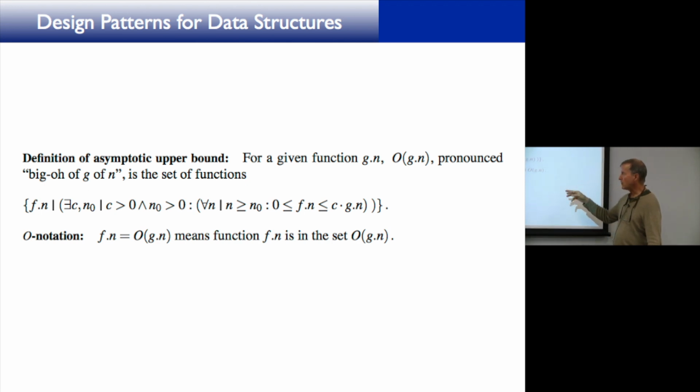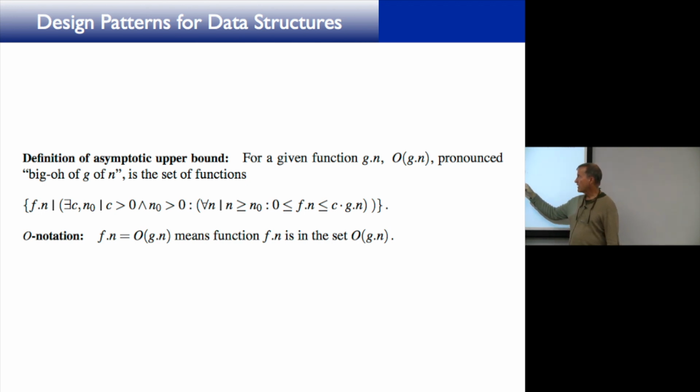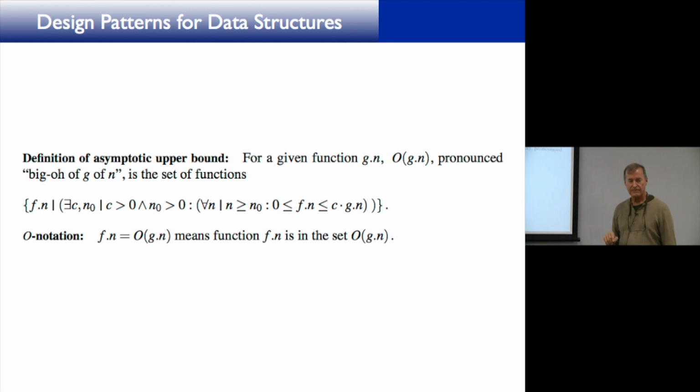And then in the body of the quantification, there is another quantification for all n, and what is the restriction on n? n is greater than or equal to n naught. But what was n naught? n naught was positive, right? So for all n greater than this positive constant, what has to be true? And the key one here is f(n) is less than or equal to c times g(n). All right? So this defines that set of functions.